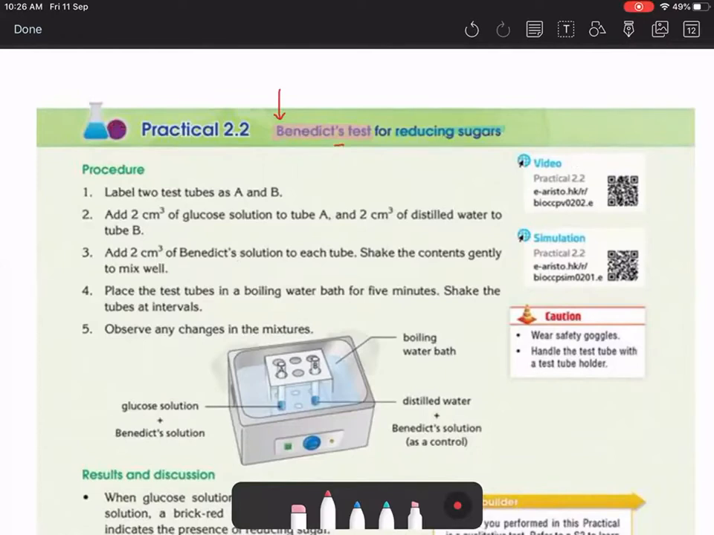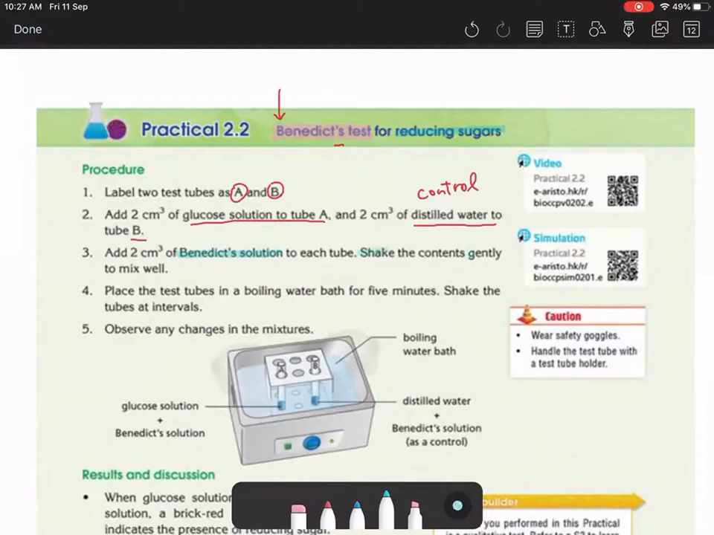In the test, I need 2 test tubes, A and B. For A, I add glucose solution. Again, we need a control setup, right? The control one is distilled water. I add distilled water to test tube B. Next, the reagent you need to use in this experiment is Benedict's solution. You add Benedict's solution into it.